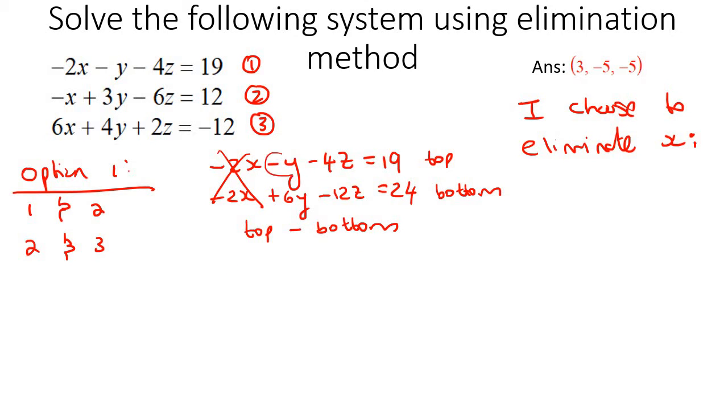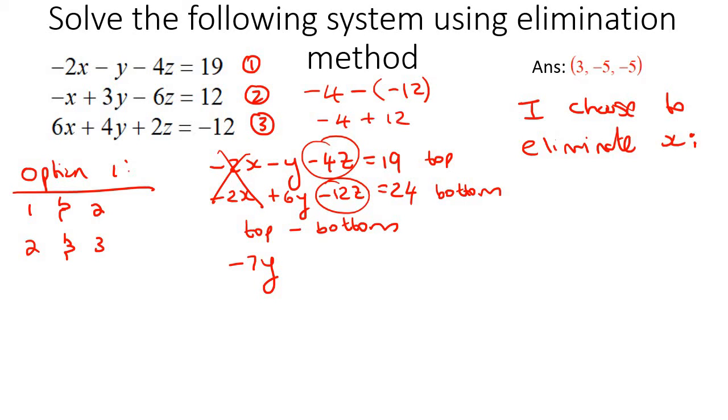Now it's going to be negative y, take away 6, so that's going to be negative 7y. Then it's going to be negative 4. Now be careful. Take away negative 12. So it's negative 4, take away negative 12, so it actually ends up becoming negative 4, add 12, which is 8. And then we're going to say 19, take away 24, which is negative 5.